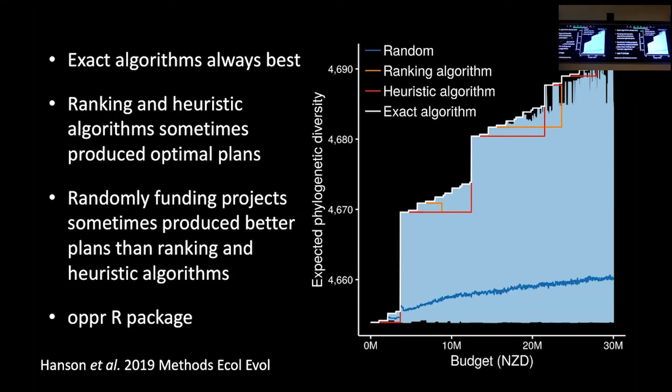We also looked at ranking and heuristic algorithms. Ranking algorithms are very common because they're easy to communicate and also very easy to run. Basically, the idea is you have some measure that you calculate for each recovery project, maybe some measure of cost benefit, and then you rank them, and you fund them down the list until your budget runs out. And that can be useful in some situations. But we can see here, we look at the orange line, and also the heuristic algorithm, that's our hill climbing one we talked about before.